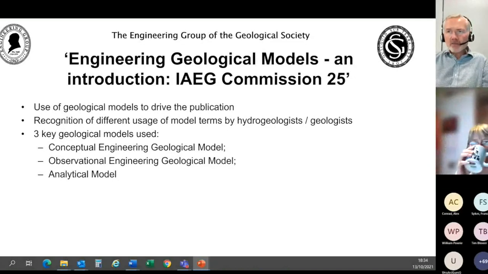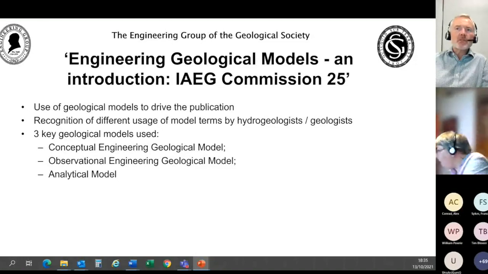The IAG Commission C25, Engineering Geological Models, introduces 3 models that are used and developed through the various stages of project development to identify uncertainty and manage risk. Those are the conceptual, the observational, and the analytical models. And it is these models that have been adopted and widely referenced in this special publication and will be discussed in more detail later in the presentation.